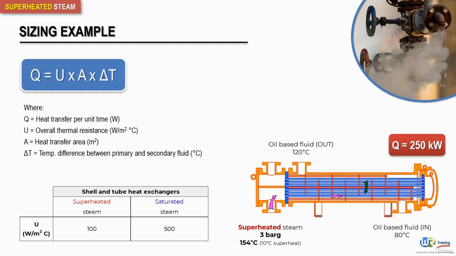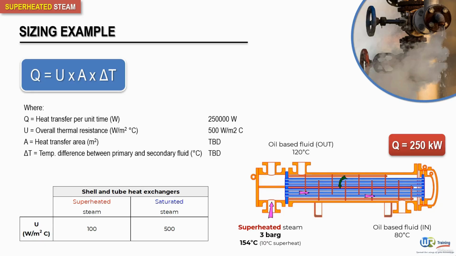The heat transfer per unit time is 250,000 watt. The overall heat transfer coefficient is 500. The heat transfer area is the parameter to be determined, and delta T is the temperature difference between superheated steam and the oil-based fluid. For the purpose of this example, we will use the arithmetic mean temperature differences to keep the calculation simple. In practice, however, logarithmic mean temperatures would be used for greater accuracy, and this will be explained in detail further ahead.